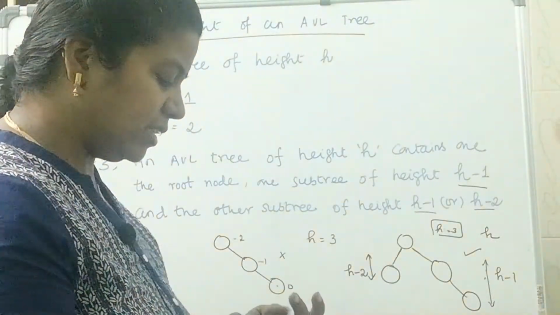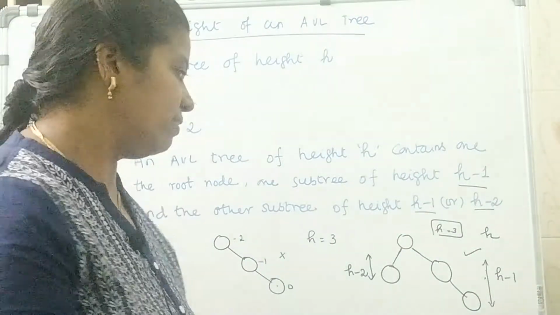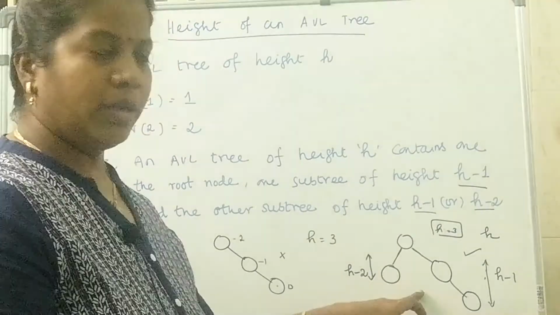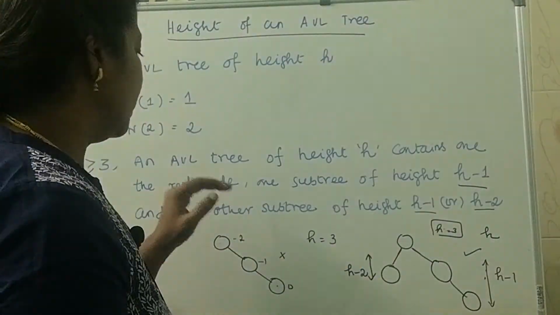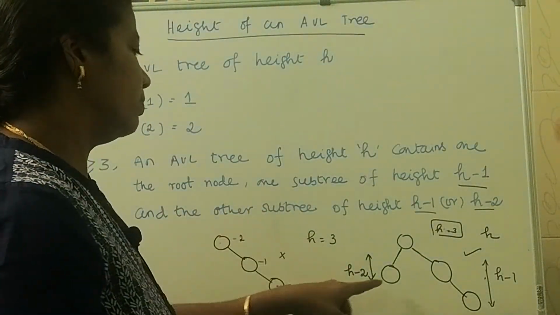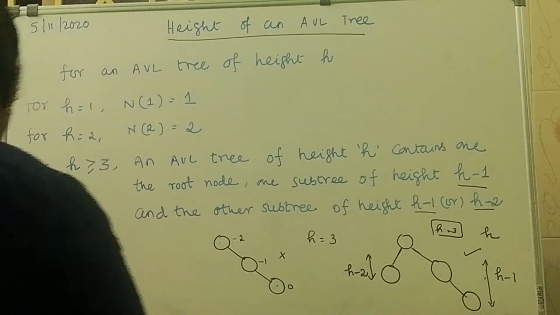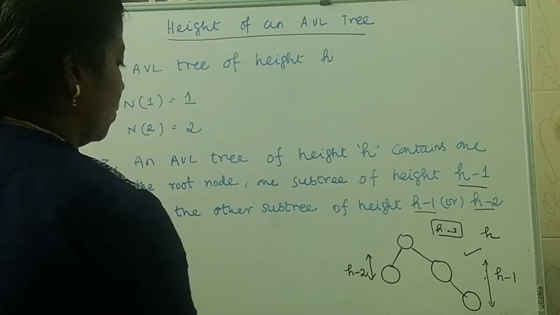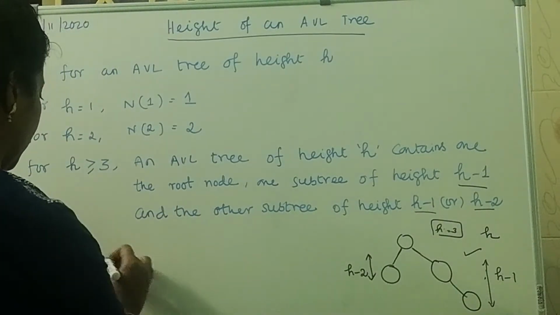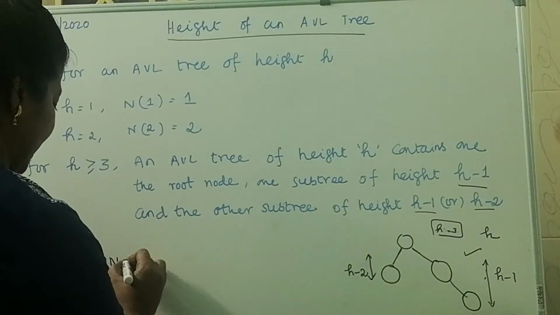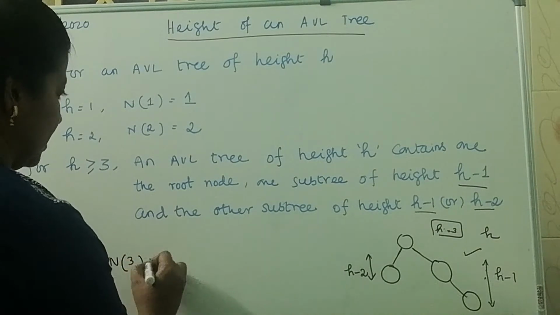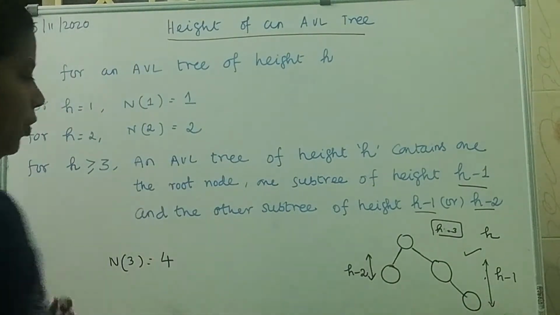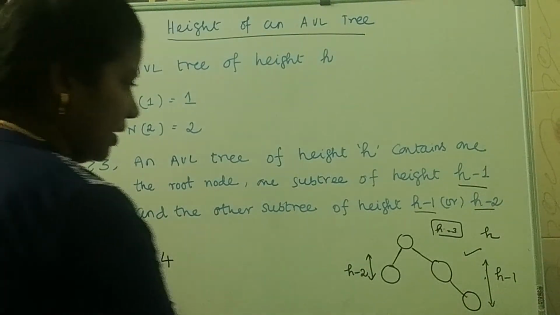Okay, as the height reduces, the number of nodes that we are going to insert also reduces. So this is the one required according to the definition that we are going to prove. Okay, so what is n of h? From this I can write n of 3 is equal to 1, 2, 3, 4. Okay, 4. Now let us generalize.